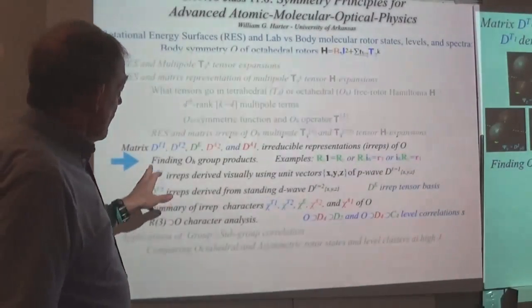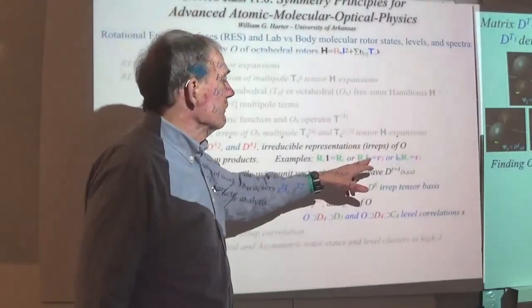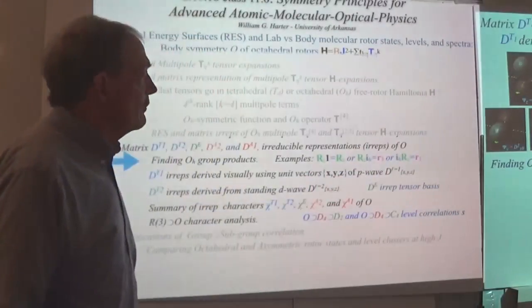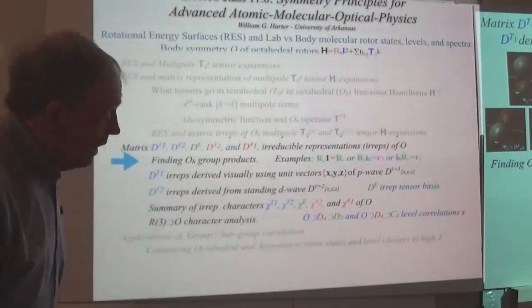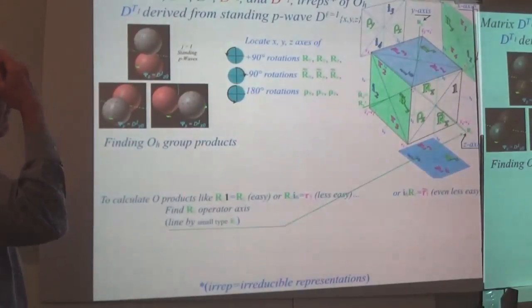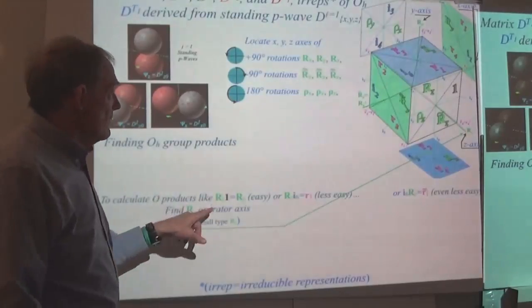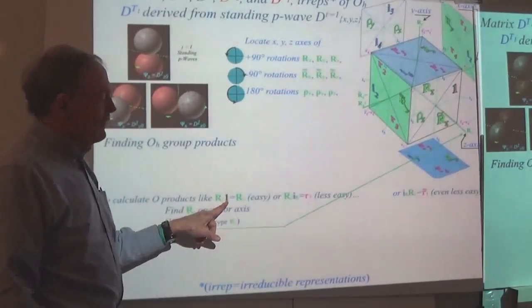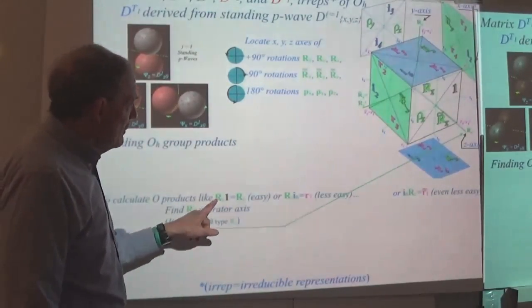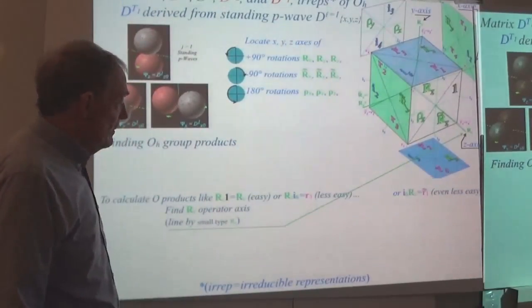So, first thing, find some products. Let's do a couple of products of pairs of those 24 operators. And I'm picking them judiciously so each of them has a lesson of its own. Here, to calculate products like RZ times 1, well, you already know the answer to that. R times the identity is just R. Okay, and that's true for any element in this group.